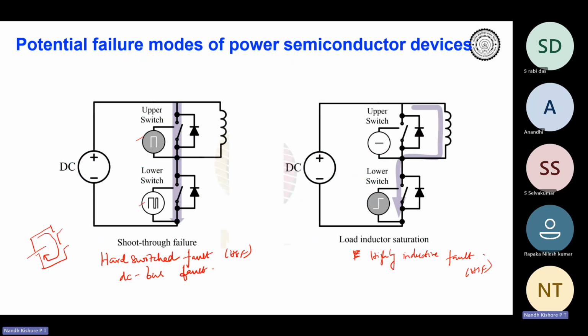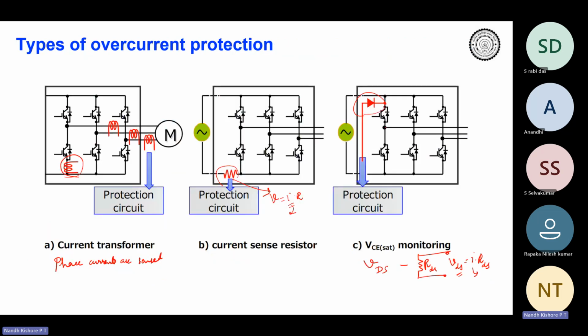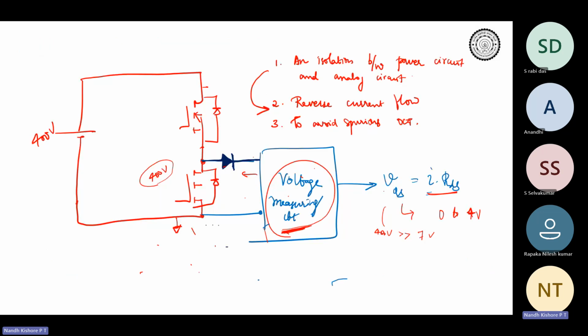And then we understood the failure modes of devices. That is, you have a hard switch fault or a highly inductive fault, and then you try to understand how we will sense the overcurrent protection, right?